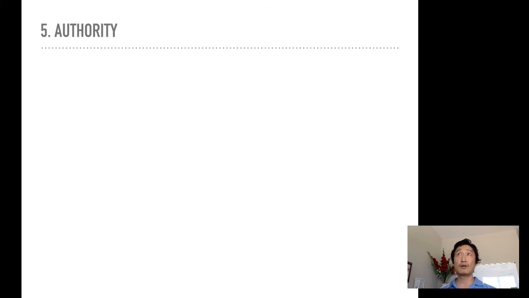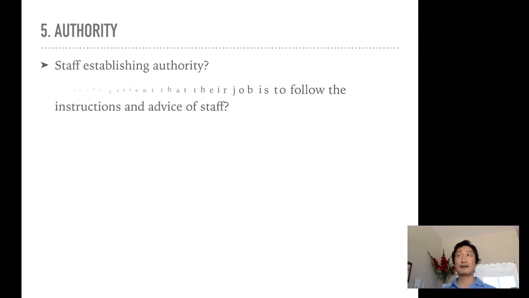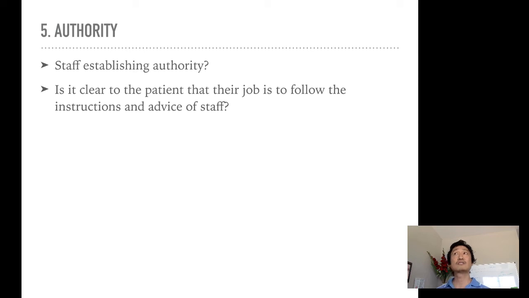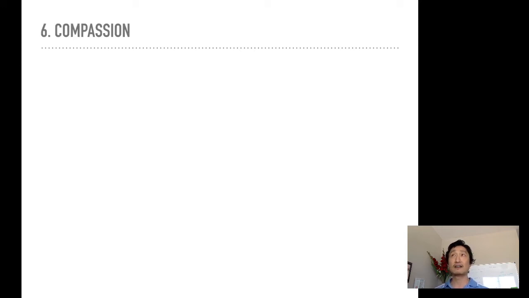The next is going to be authority, number five. Our staff, are they establishing authority with the patient? Is it clear to the patient that their job is to follow the instructions and advice of the staff? It's very important that the patient is made clear that their job is to do what they're told. Don't leave it up to common knowledge, common sense. Don't expect that the patient knows that that's their job. You've got to make sure it's clear.